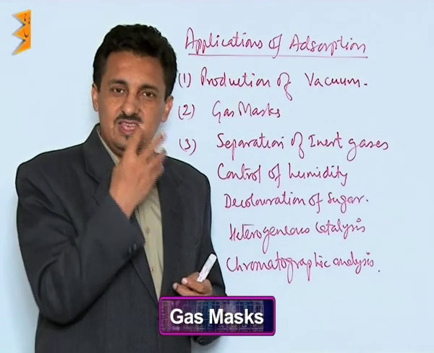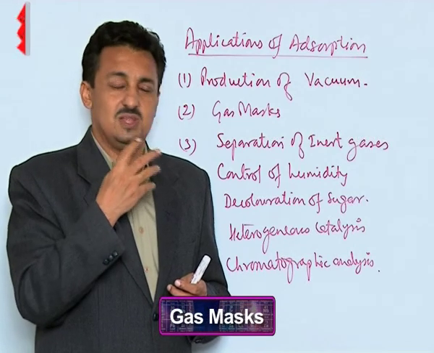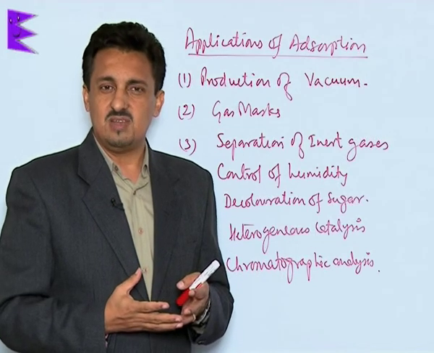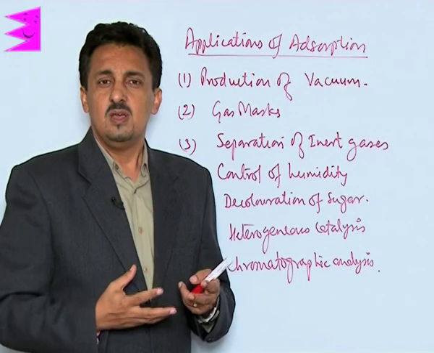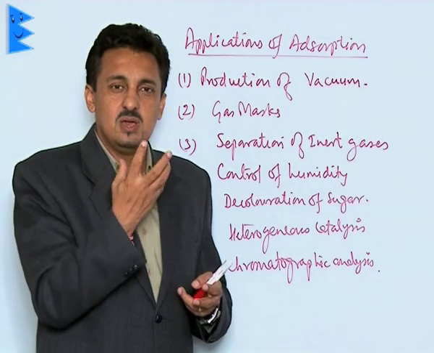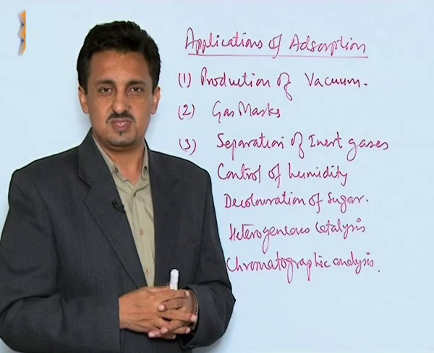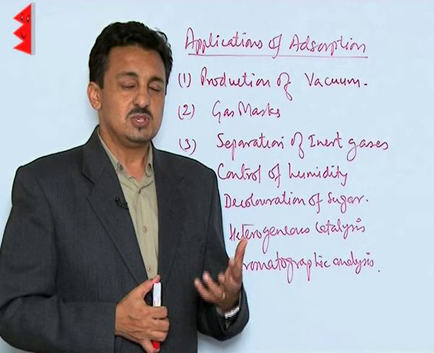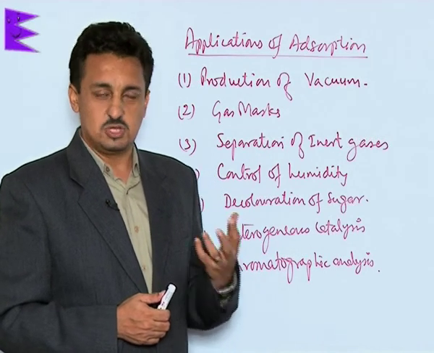We have all seen police constables and other people using gas masks, who have to stand in major traffic areas. The reason being they are always exposed to very high levels of pollution. So in order to avoid that, the mask which they wear basically has charcoal which adsorbs the poisonous gases on its surface and thus prevents them from getting exposed to these poisonous gases. So gas masks are another major application of the adsorption phenomenon.